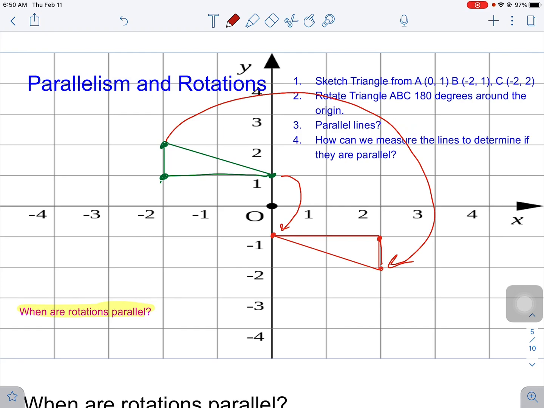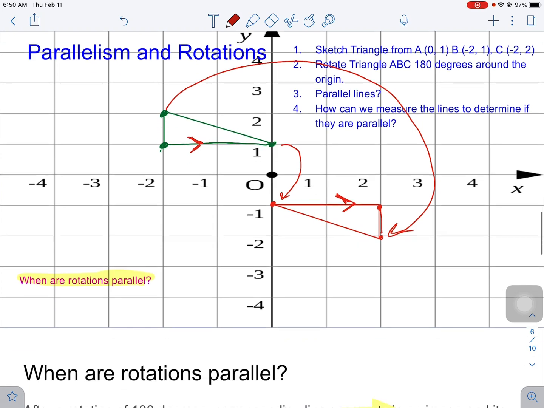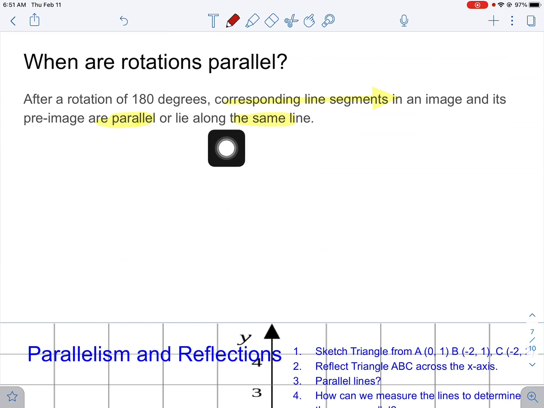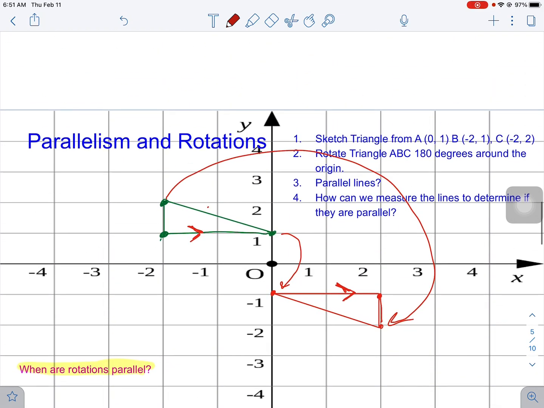When are rotations parallel? What you notice is that this particular segment and this particular segment after the rotation are parallel. So after a rotation of 180 degrees, corresponding line segments are parallel or lie along the same line. And that's after a 180 degree rotation. You can also see this is parallel as well as this one. So I'm showing the corresponding line segments.